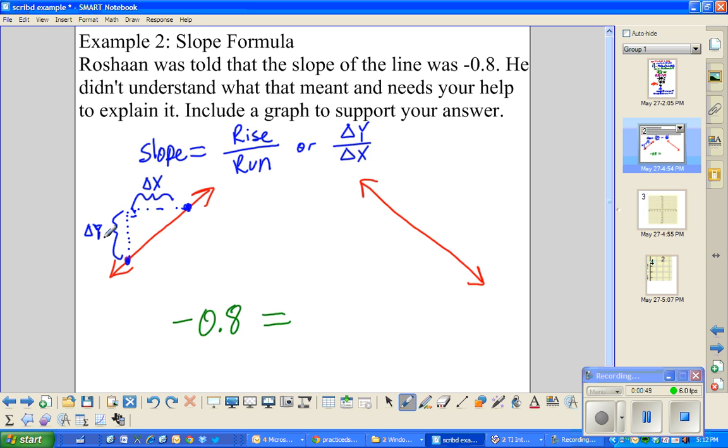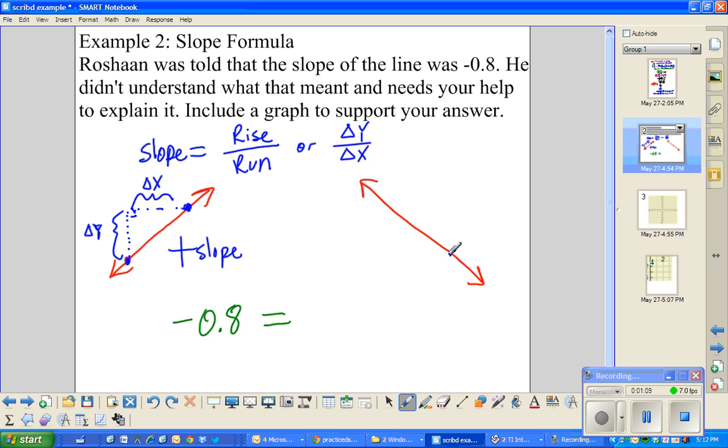In this case, we have the change in the y, which is up, and the change in x, which is over to the right, which is positive over positive. Or you could think about it left and down, which is negative over negative. They're both positive. This is a positive slope.